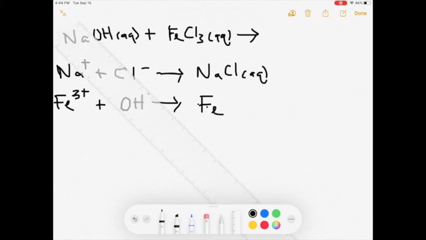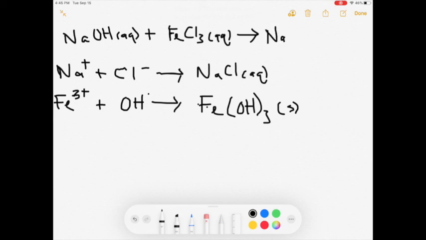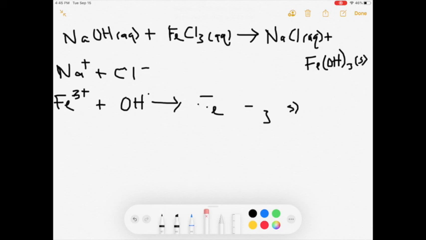Okay. Iron 3 hydroxide. Hydroxide is insoluble. Iron is not an exception, so it is insoluble. It is a solid. So this is a precipitation reaction. Okay, so I'm going to rewrite these up here. And iron 3 hydroxide is our precipitate. Okay, so now we need to balance.